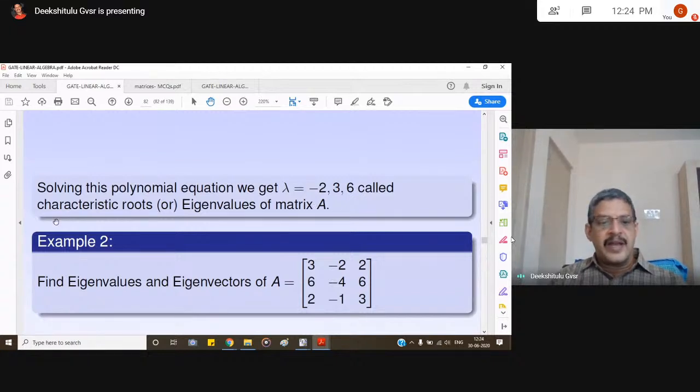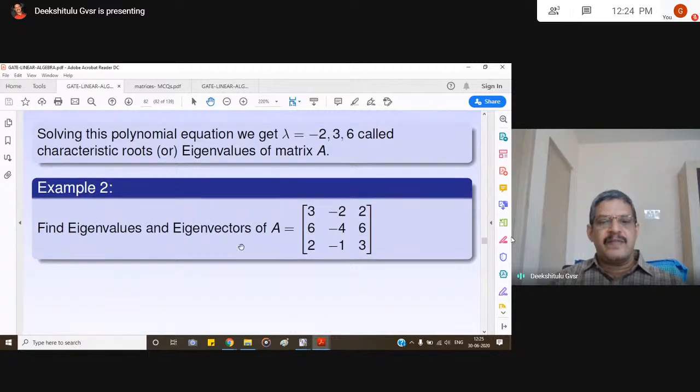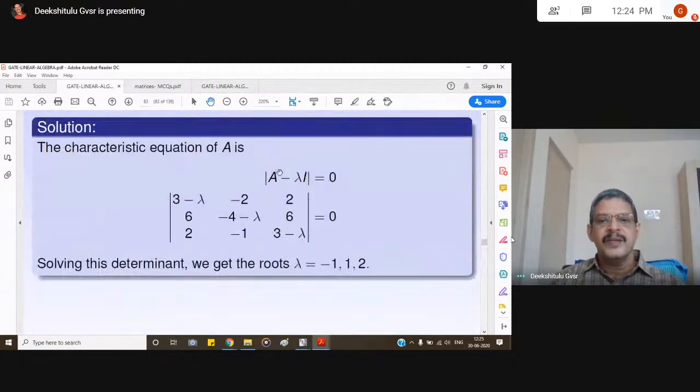These are called characteristic roots, or characteristic values, or latent roots, or eigenvalues. Sometimes eigenroots also. There are different names we have. So this is how we get eigenvalues. Find the eigenvalues and eigenvectors. Consider determinant of A minus lambda I equal to 0. Expand the determinant equal to 0. We get the characteristic polynomial or characteristic equation.